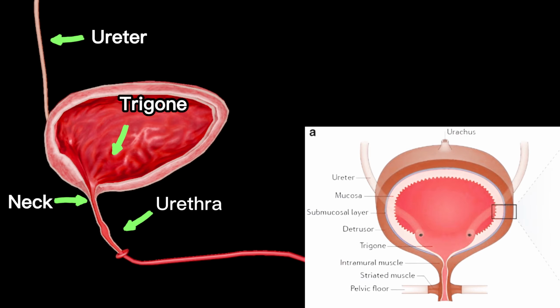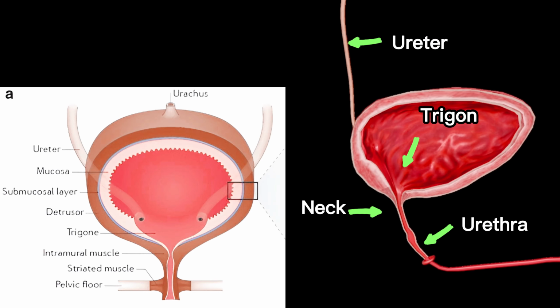Trigone. This is a triangular area located at the base of the bladder, defined by the openings of the two ureters and the urethra. It is important in preventing reflux of urine back into the ureters. Neck. The neck of the bladder is the narrowest part of the bladder that connects to the urethra. Urethra. The urethra is the tube that carries urine from the bladder to the outside of the body. It is lined by mucous membranes and surrounded by muscles.